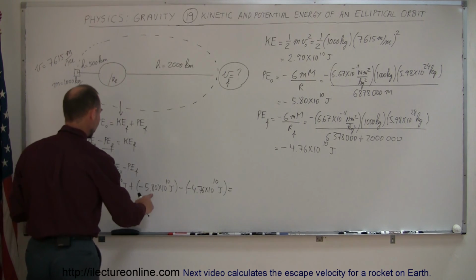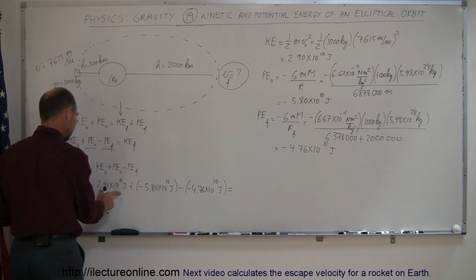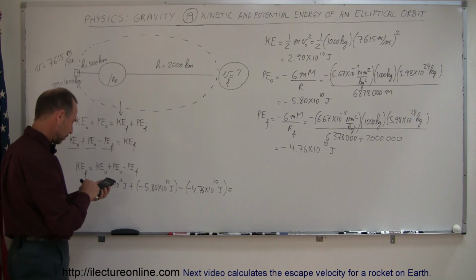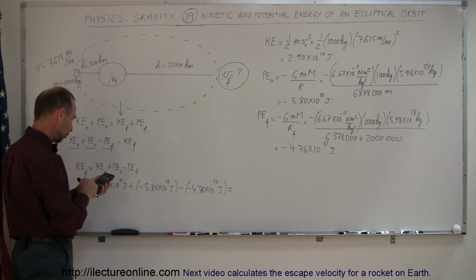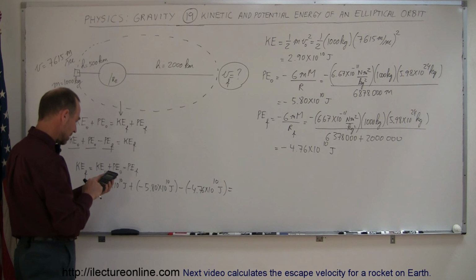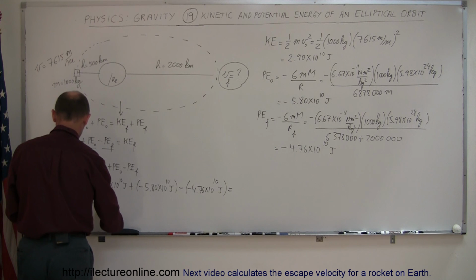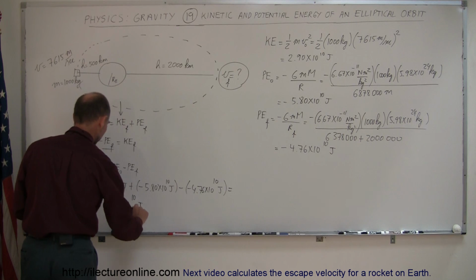Okay, so this minus this is this minus, so we have 2.9 e to the 10th. And so we add to that this quantity right here. So 2.9, that's minus e to the 10th, and we add to that plus, because the minus times a minus is a plus, 4.76 e to the 10th equals, so we get 1.86 times 10 to the 10th joules.